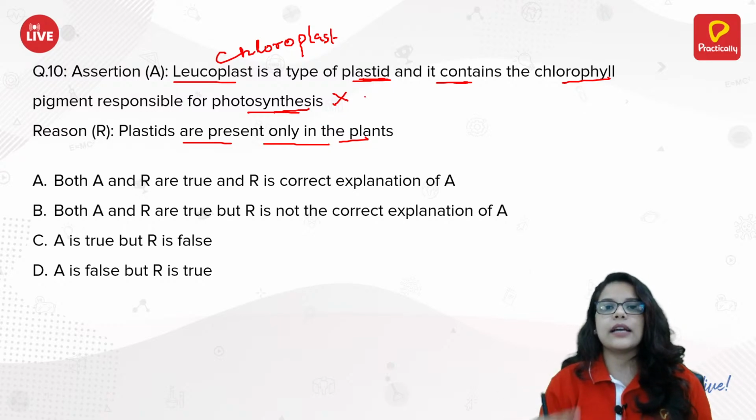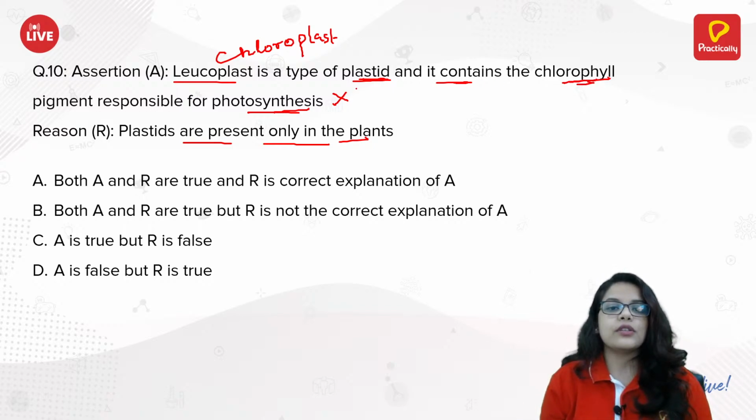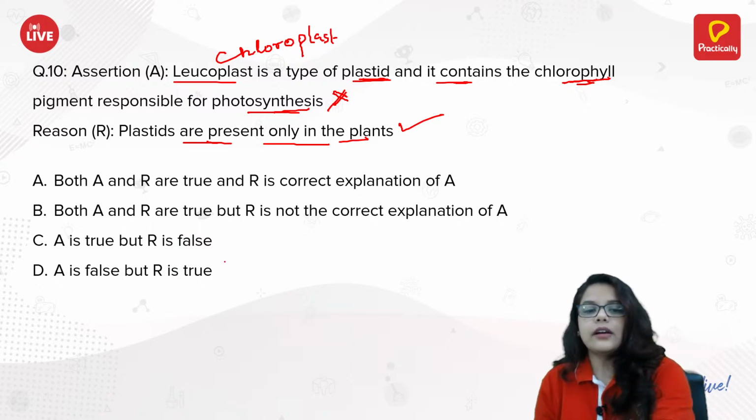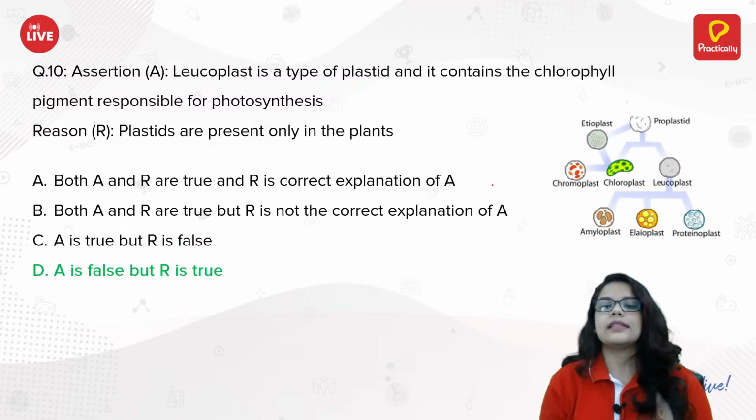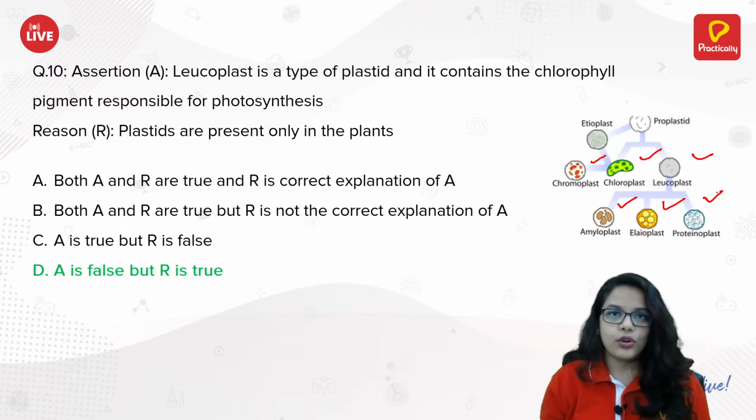Leucoplast has different kinds of things. Sometimes it will have proteins and sometimes it will have lipids in it, but never chlorophyll. So this is wrong. Plastids are present only in plants. This is true. So A is false and R is true. Okay, see, you can see here. We have 3 kinds of plastids: chromoplast, chloroplast, leucoplast. Leucoplast has amyloplast, elaioplast, proteinoplast. It will contain all protein molecules and everything, but never chlorophyll.